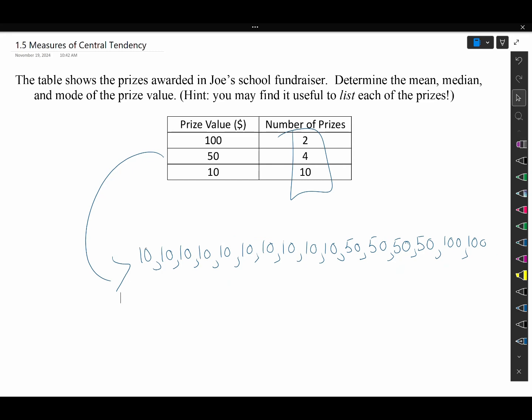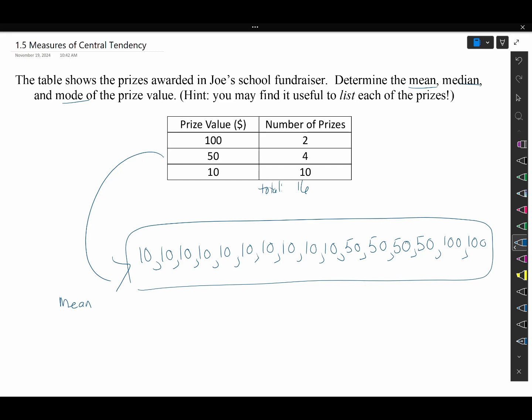Now, if we're trying to calculate the mean, the median, and the mode, we'll start off with the mean. The mean comes from adding up all of our prize values and dividing it by the number of prizes. Well, how many prizes are there in total? We're looking at 2 plus 4, that's 6, plus 10, that's 16, so there are 16 total prizes. If I add up all of the prizes, I throw these into my calculator, I end up with something like 400. Our mean is going to be the sum of the prizes divided by the number of items. In this case, they're prizes.